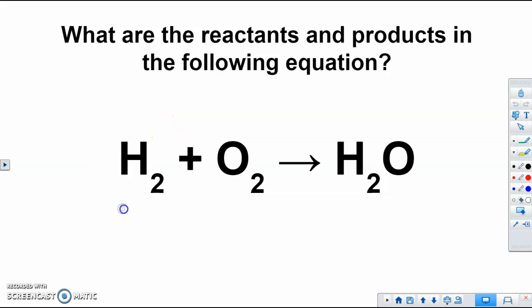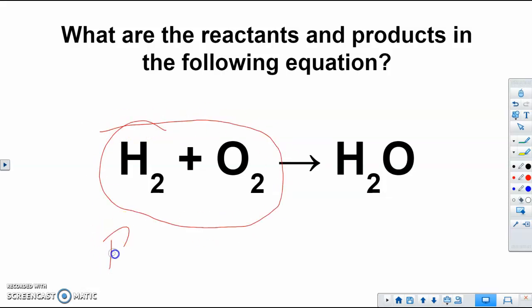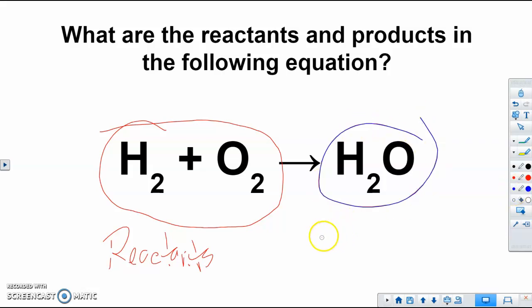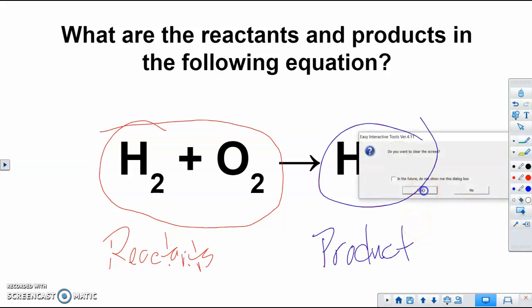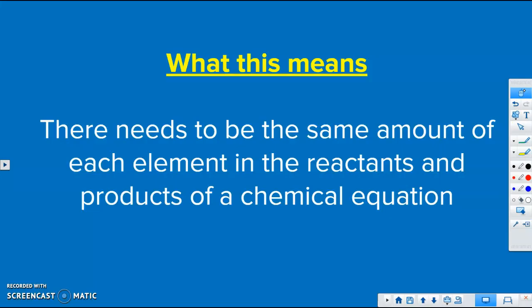H2, hydrogen gas, and O2, oxygen gas, would be considered your reactants in this particular chemical equation. It's the things that we start out with. And that leaves us with everything on the right side of the arrow, which is just water in this case. Water would be our one product of this reaction. Everything on the left, reactants. Everything on the right, products.